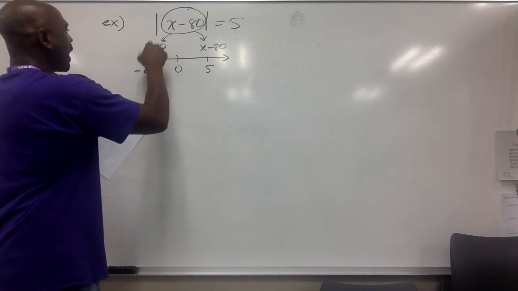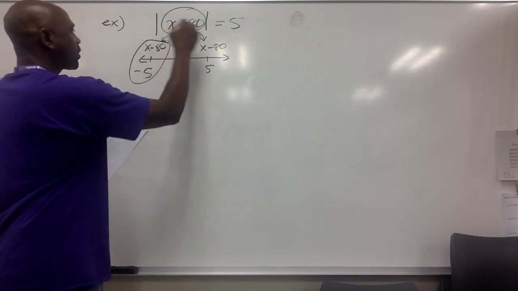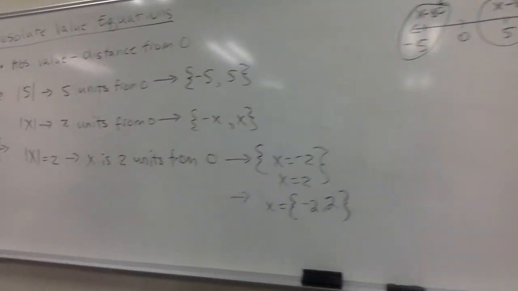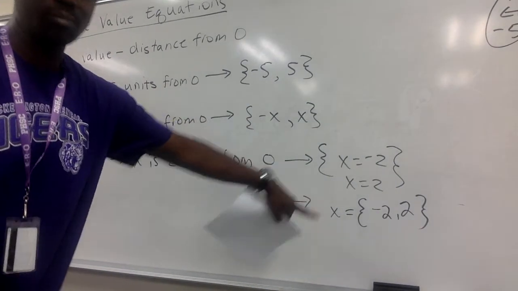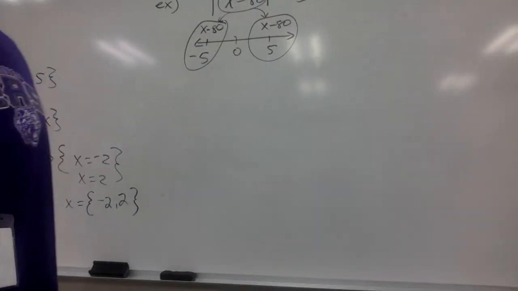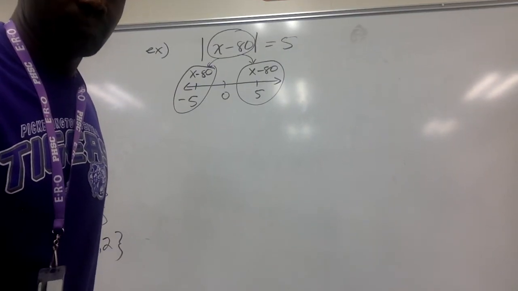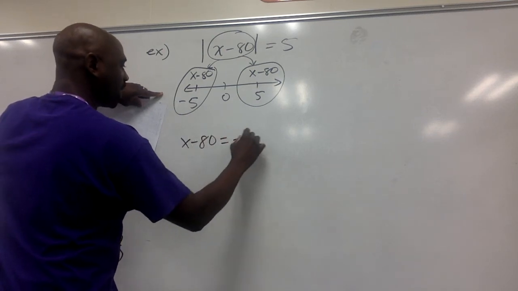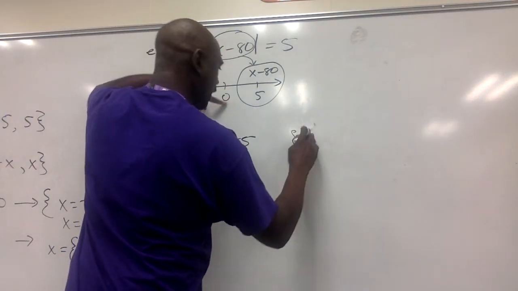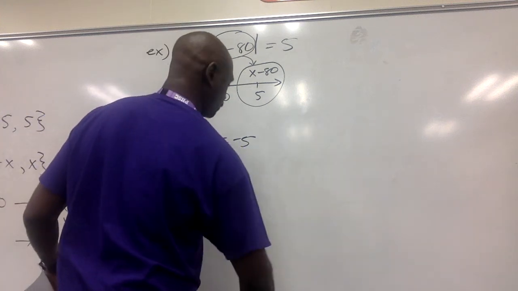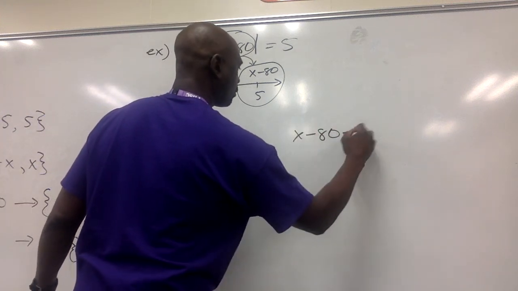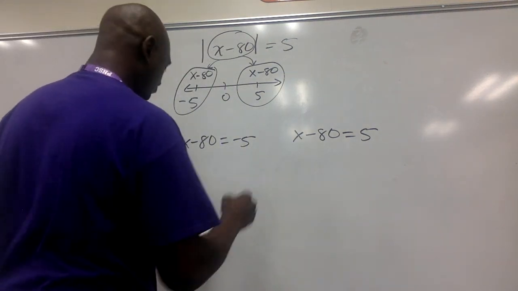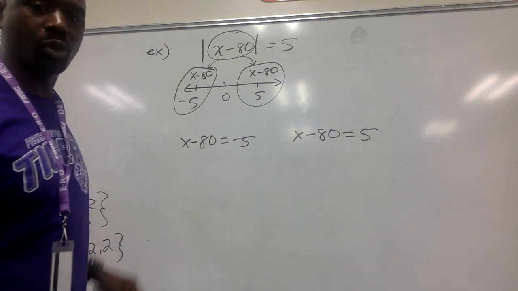So in reality, I have 2 equations. And if you pay attention to what we talked about before, everything had 2 possibilities. This is no different. So now I have x minus 80 equals negative 5, and I have x minus 80 equals positive 5. I can solve both of those and I'll come up with my answer. In the next video, I'll start off with that, but I wanted to make sure we were solid with this.